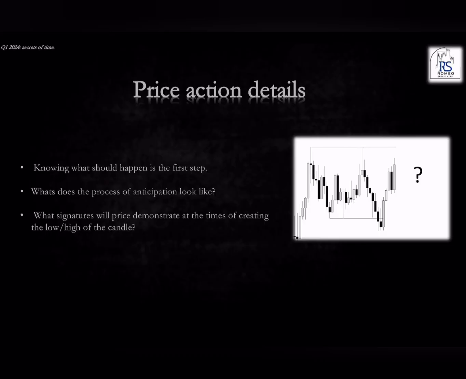Price action details. When you open any chart, knowing what should happen is the first step. Bias and narrative. Bias is where, narrative is why and how. What does the process of anticipation look like? Something very little spoken about. They all tell you FVG, order block, supply and demand, volume profile, Elliott wave, harmonics. They tell you how it works, but they don't tell you what you should be doing in the process of anticipation. That will be looked at over here.